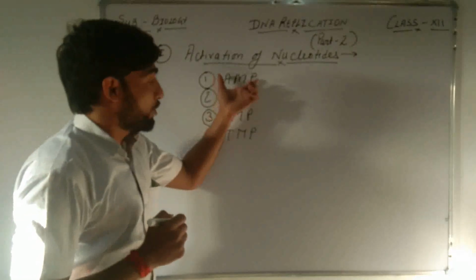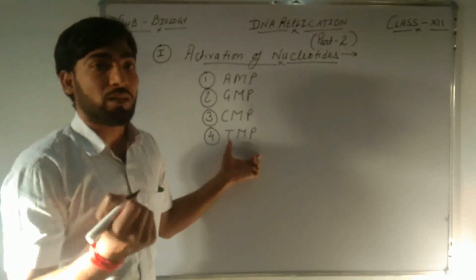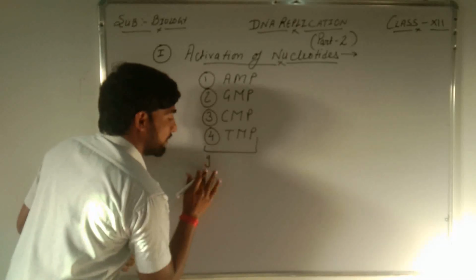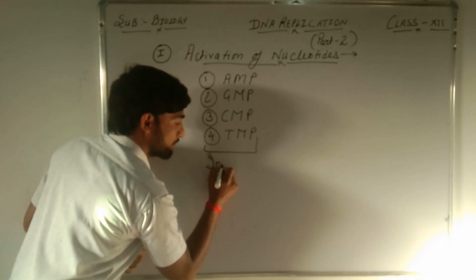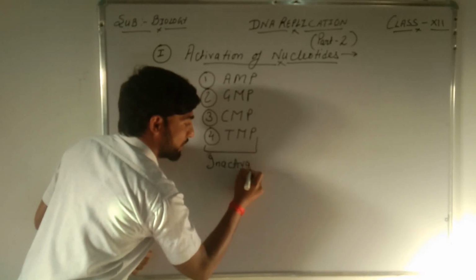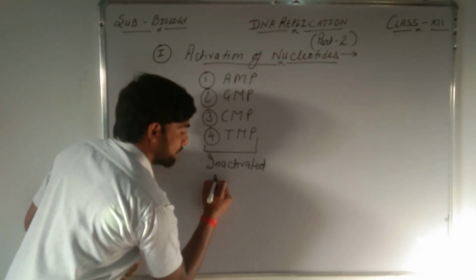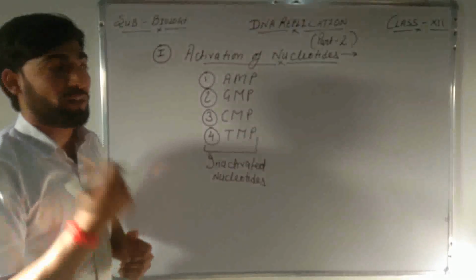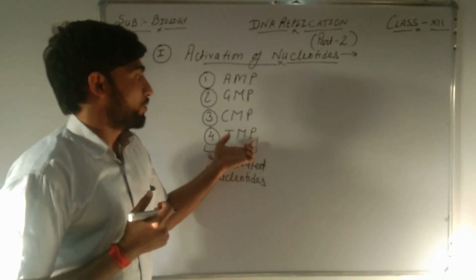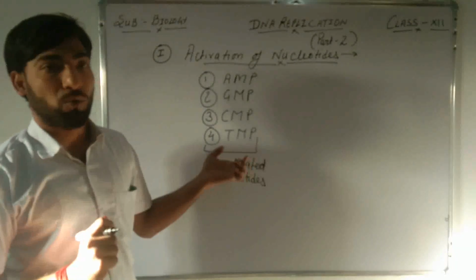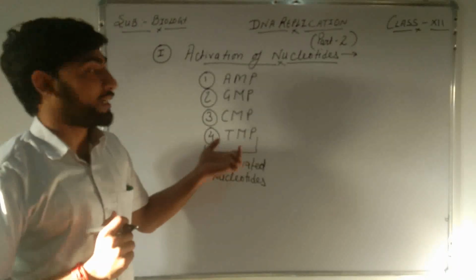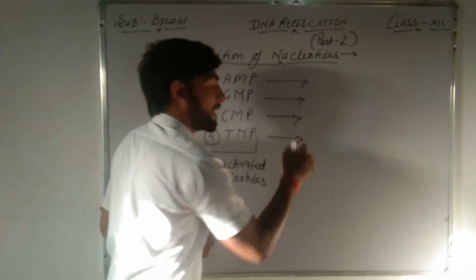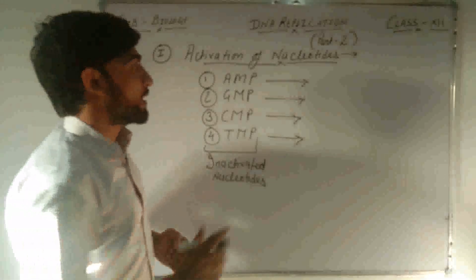Now, as all these nucleotides are present in monophosphate form, all these nucleotides are in inactivated form. So we can call them inactivated nucleotides. And to become activated, these nucleotides have to convert into their triphosphate form, and this process is carried out by a phosphorylation step, with the help of the phosphorylase enzyme.